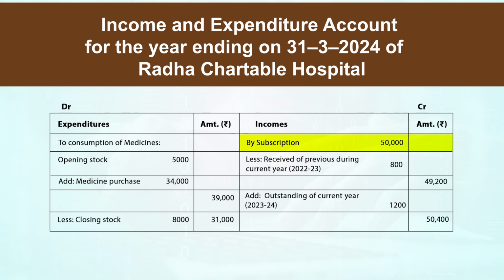Subscription inner column 50,000. Then we have to less received of previous year during the current year, that is 22-23, amounting to rupees 800, and we will get 49,200. Again, we have to add outstanding of current year, that is 23-24, amount rupees 1,200. So the total of it is 50,400.